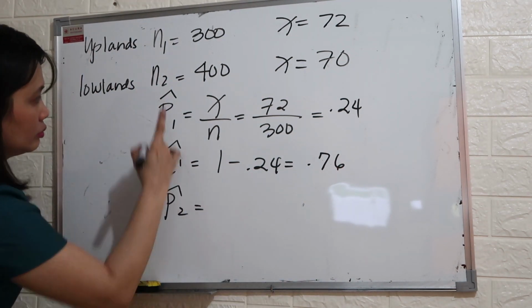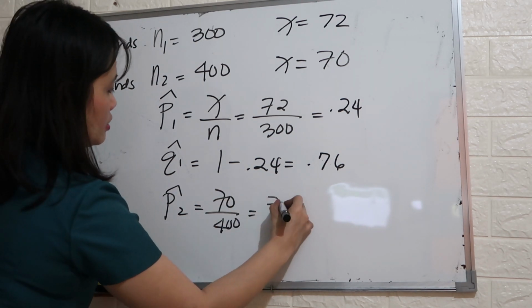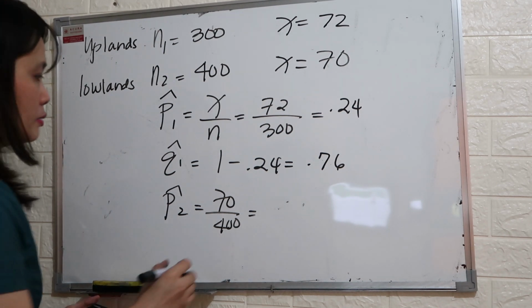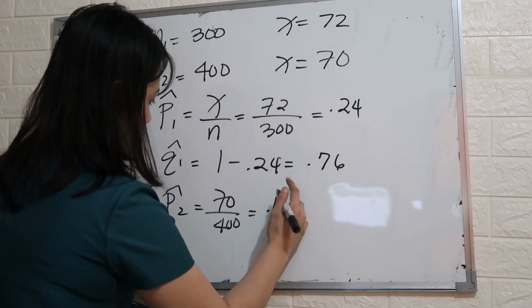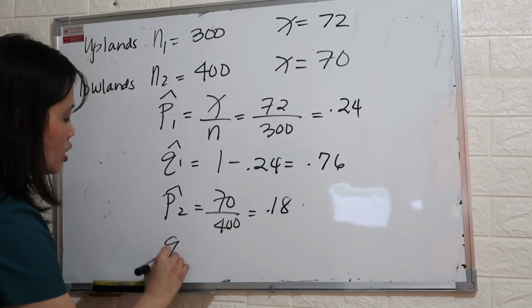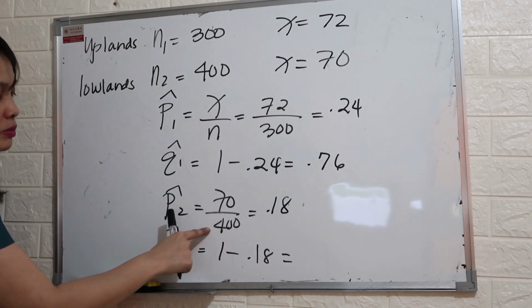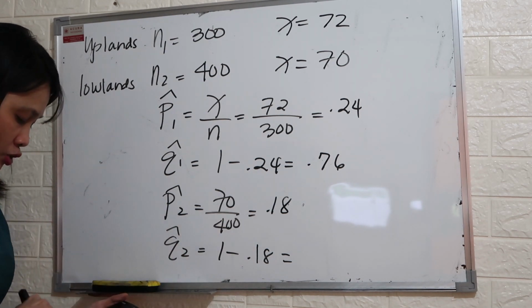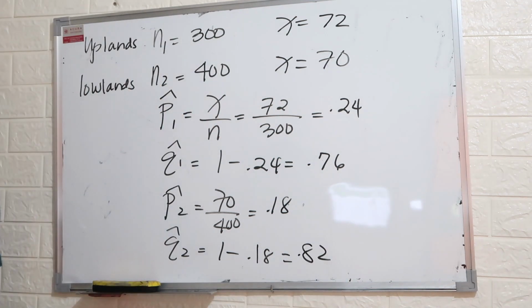So p hat sub 2. You have 70 divided by 400, which is 0.175, or about 0.18. So q hat sub 2 will be 1 minus 0.18, so you have 0.82.